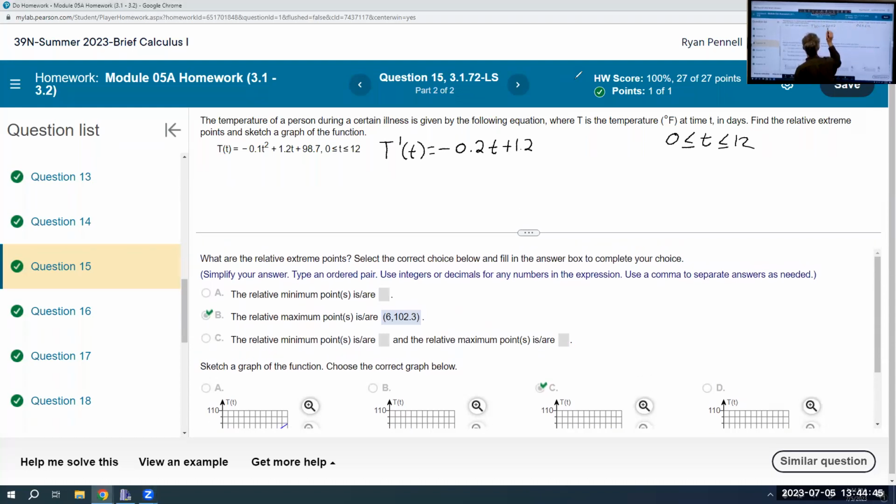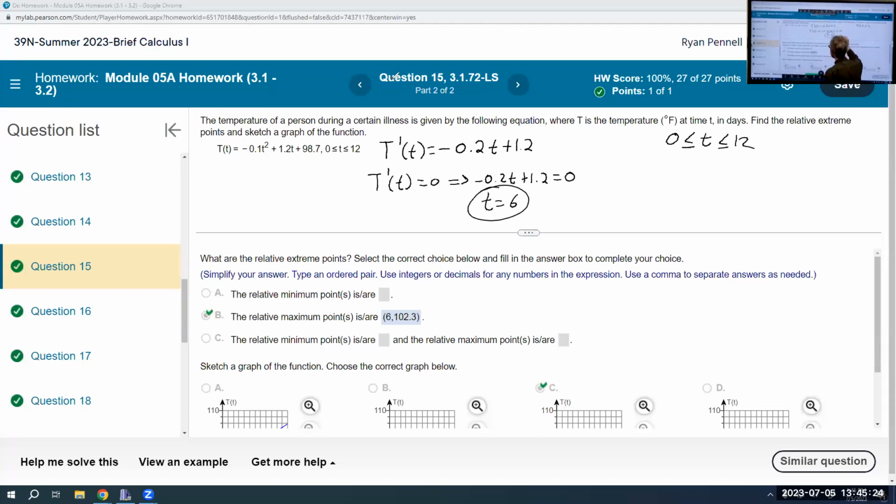Now, let's set that equal to 0. T prime of T equals 0. Negative 0.2 T plus 1.2 equals 0. Right. 0.2 divided by 0.2. T equals 6 days. So that's where the critical point is. That's where it changes its orientation. And we see that as 6, okay?